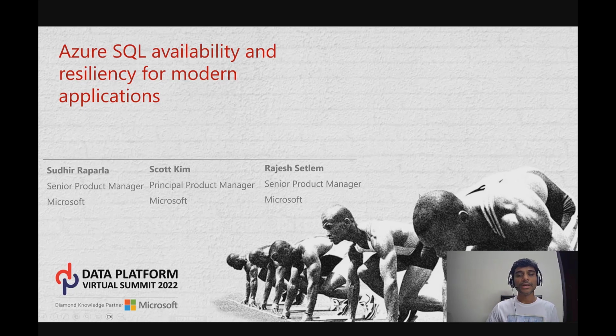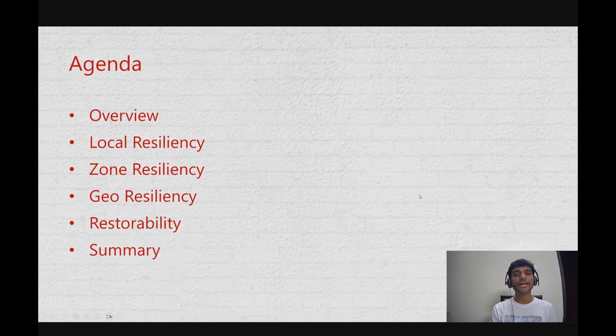In this session, we'll have a quick overview of what high availability and disaster recovery is all about. Then we'll touch upon local resiliency, and then go over zone resiliency, and then we'll look at disaster recovery, which falls under the bucket of geo resiliency, and then we'll wrap it up with restorability and have a summary towards the end. Along the way, we also have a bunch of demos to keep you engaged.